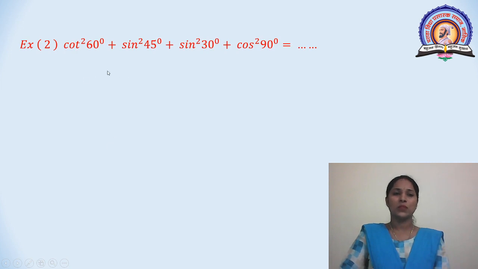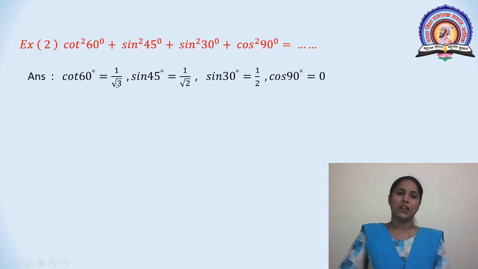Example number 2. cot square 60 degree plus sin square 45 degree plus sin square 30 degree plus cos square 90 degree. Here, first find cot 60 degree, sin 45 degree, sin 30 degree, cos 90 degree. Here cot 60 degree is equal to 1 by root 3. Sin 45 degree is equal to 1 by root 2. Sin 30 degree is equal to 1 by 2. Cos 90 degree is equal to 0.